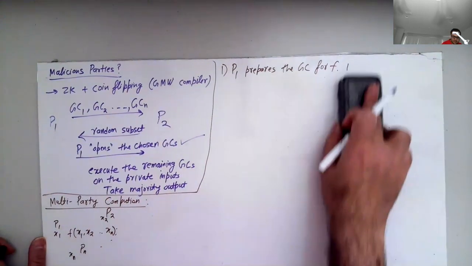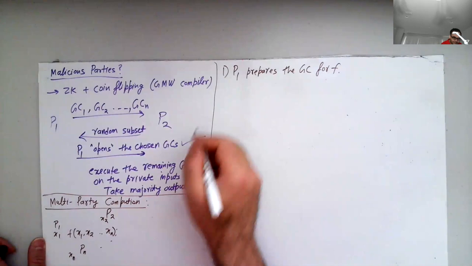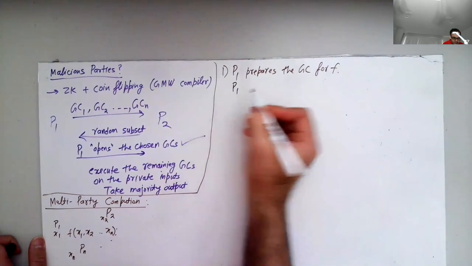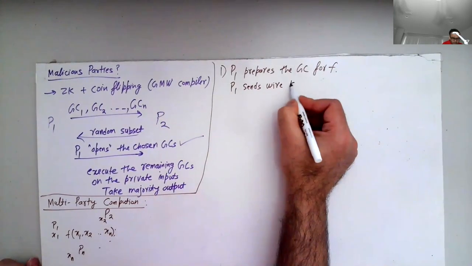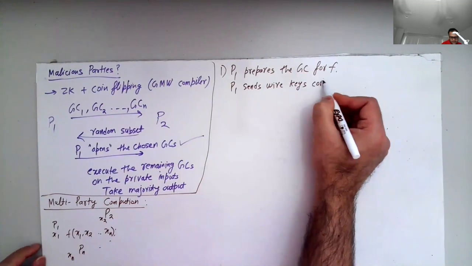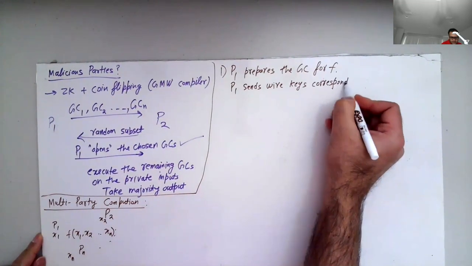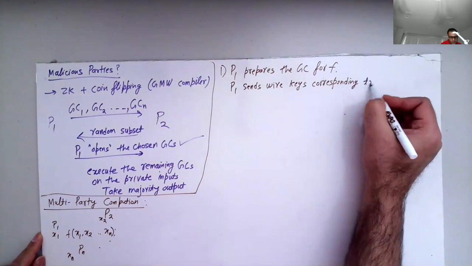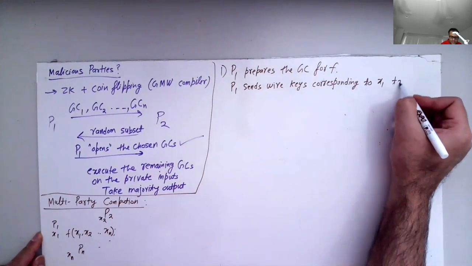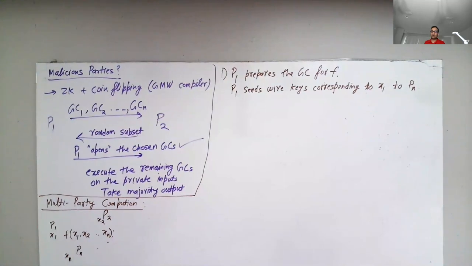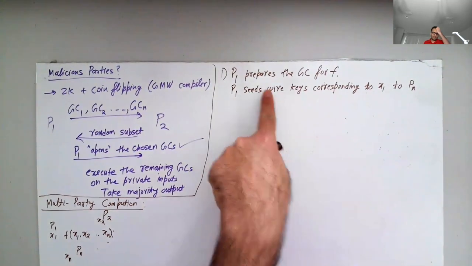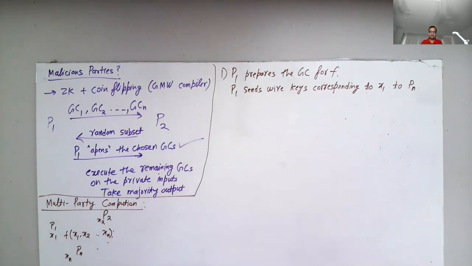Now the next step is P1 sends wire keys corresponding to X1 to, let's say, Pn. So we need to pick one party who will do the whole evaluation of the garbled circuit. So P1 is the creator of the garbled circuit. Pn will be the evaluator of the garbled circuit. So what do we do with the remaining parties?